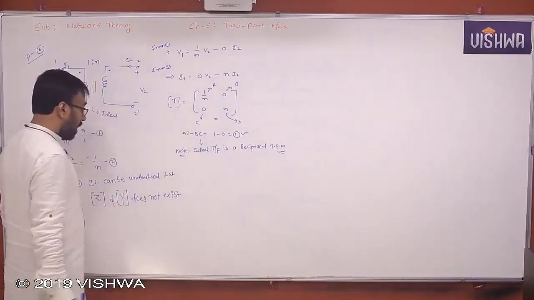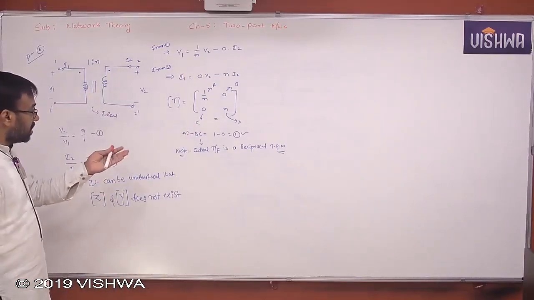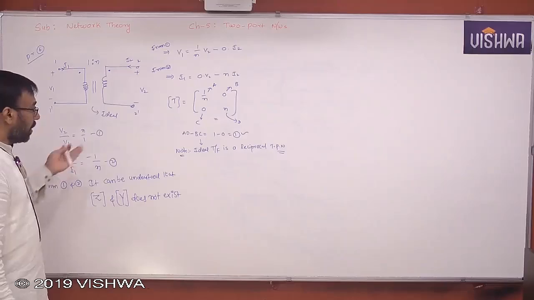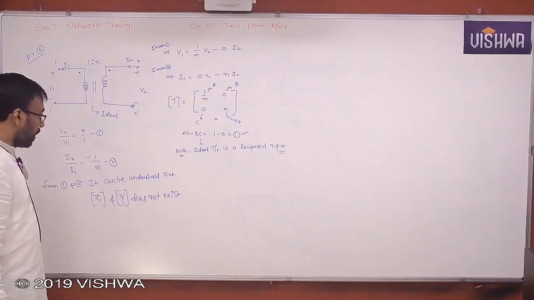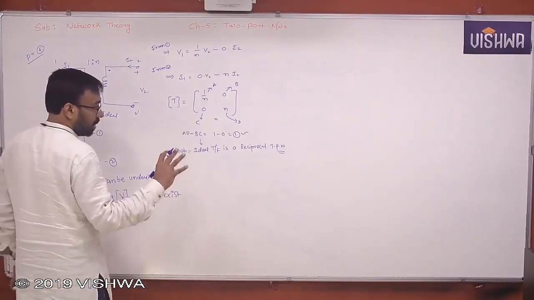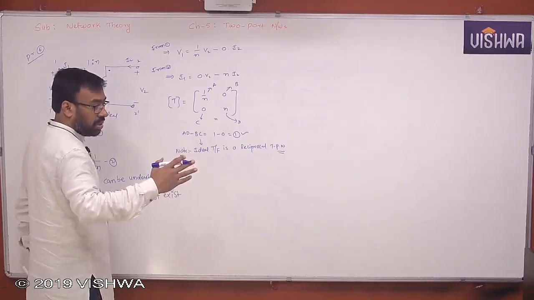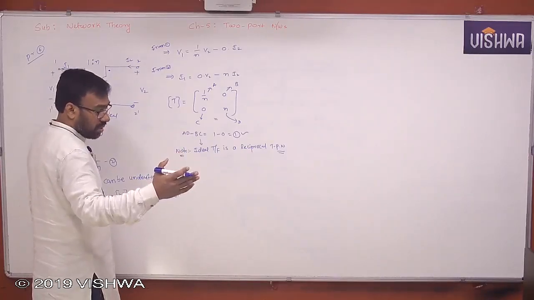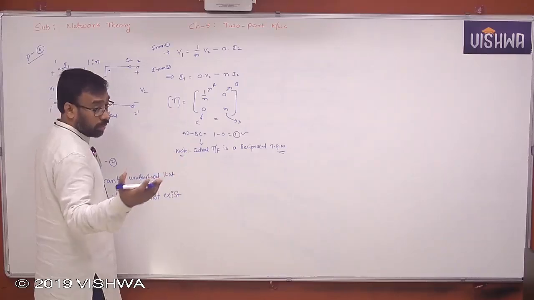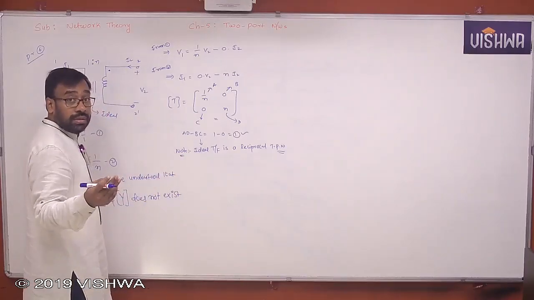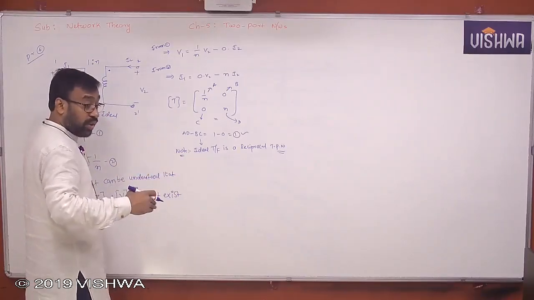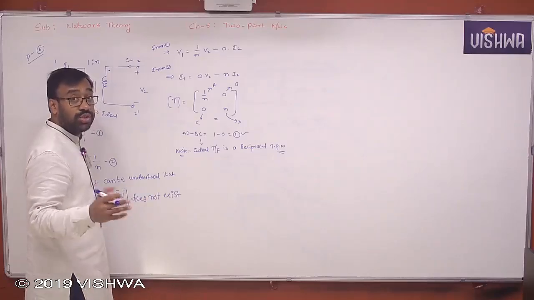Now let's go for hybrid. You can find even A dash, B dash, C dash, D dash in the similar manner. But now I go for hybrid parameters. What is the relationship between the variables? V1 is equal to H11 I1 plus H12 V2. Yes or no? Okay. And I2 is equal to H21 I1 plus H22 V2.